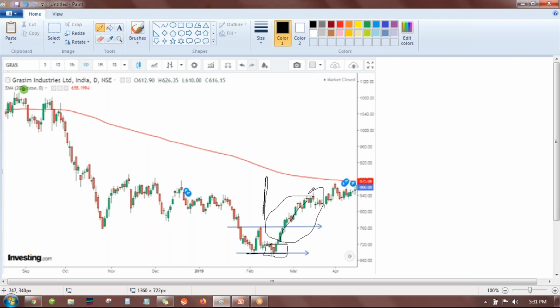First condition is the 200 exponential moving average. Second condition is you need a point so that you could see a fake out. This is a point, previous support level. First point is this, second is support level, third is a fake out, fourth is a reversal candle.